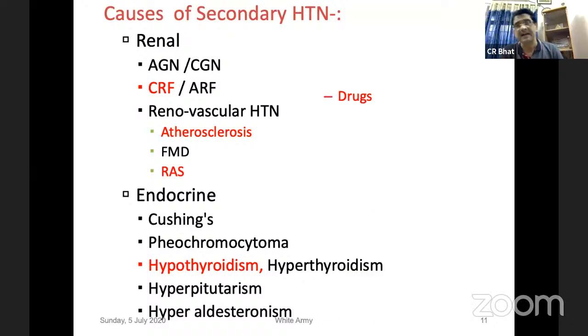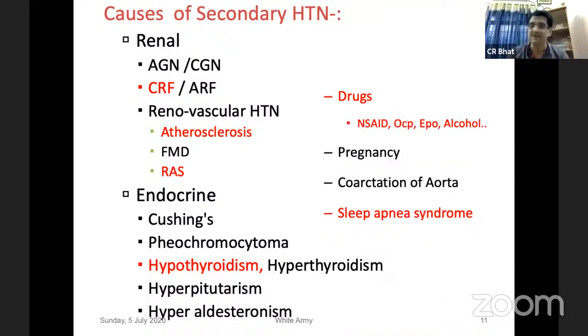Okay. Now we have yet another class, the drugs. Very often we give NSAIDs for various inflammation, joint pains and arthritis. Very commonly they produce hypertension, as do NSAIDs, OCPs, oral contraceptive pills, especially in a patient with renal failure, erythropoietin, and so on. Pregnancy can induce hypertension, as can coarctation of aorta and sleep apnea. Sleep apnea is another common factor which is commonly missed. In an obese patient with a thick neck who snores, if you fail to ask the history, sleep apnea may be missed. With the increasing trend in overweight and obesity, sleep apnea is one of the important causes of secondary hypertension in the current day.